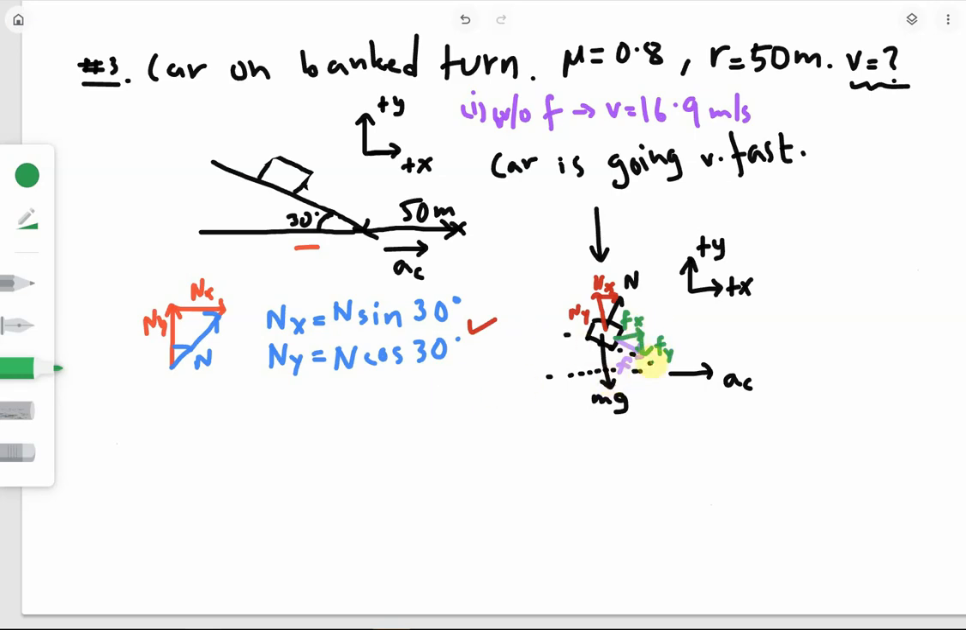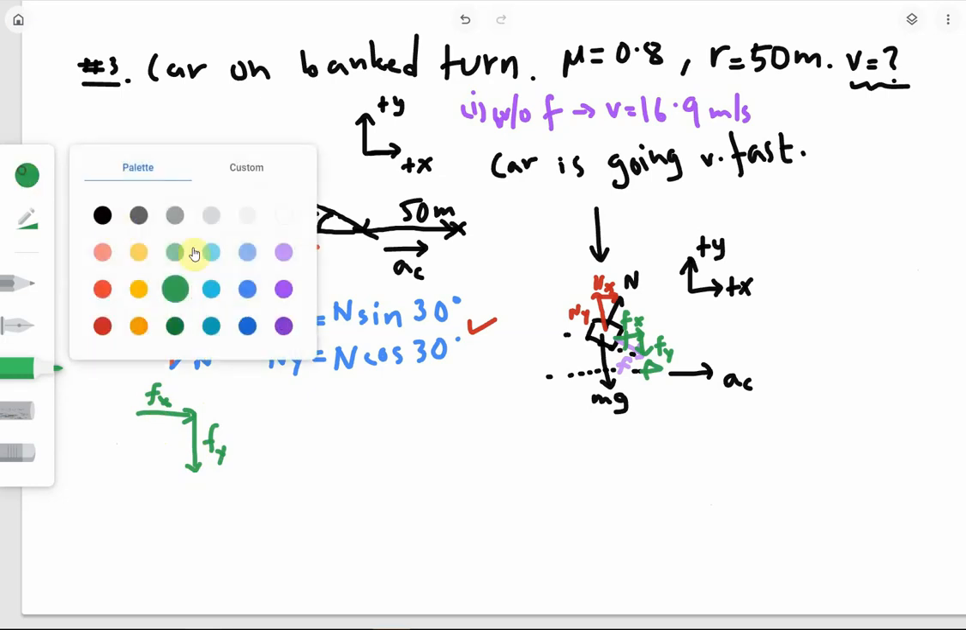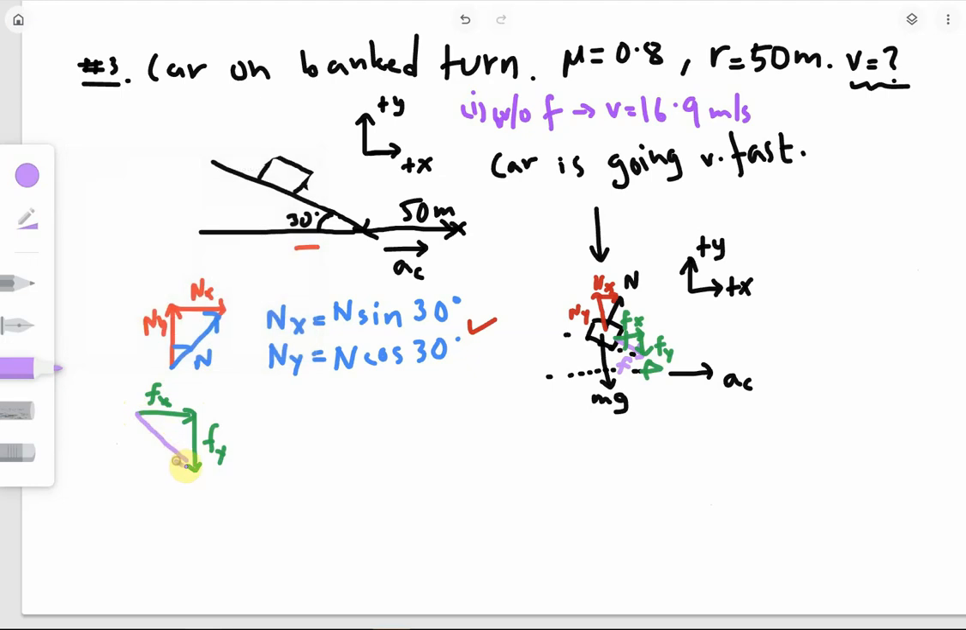And remember, we know this angle right here is 30. If this is 30, then this angle, subtended by Fx and F in purple, will also be 30. So let's draw the friction triangle more clearly. We have here Fx, the friction component in the x direction. We have here Fy, the friction component in the y direction, and we have the resultant or total friction, which is the hypotenuse of this triangle. We know that there's a right angle between the components, and also we know that this is 30.